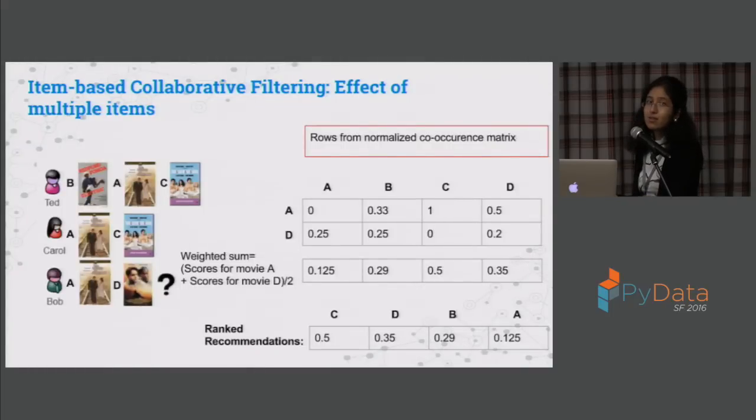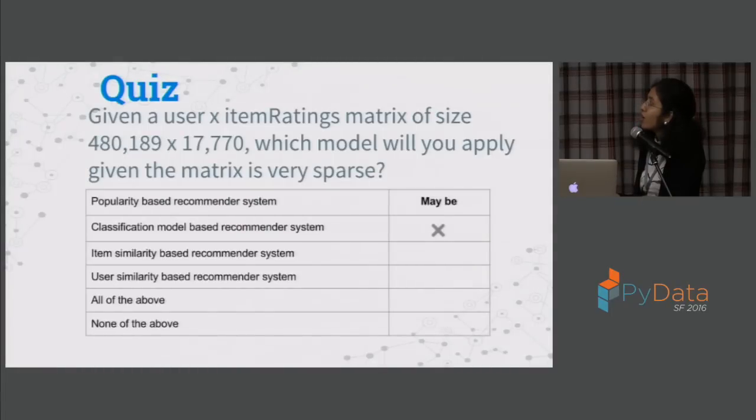Now we are given ratings. So if we are using an item-based similarity model, we are not making any use of these ratings, right? And similarly, a user similarity-based recommender system again may not be the best choice. So all of the above is definitely out of the question, and it seems like the answer is none of the above, if we don't count popularity-based recommender systems. You must be thinking that whatever we have done so far may not be very applicable in real-world cases, where we might have many sparse matrices.